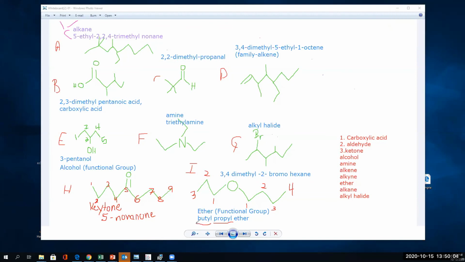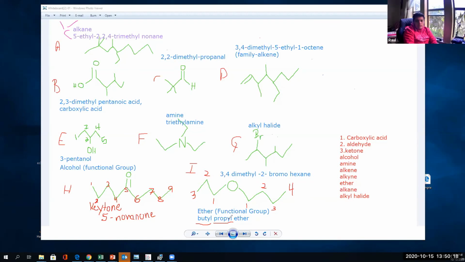Butyl. How come G is not in alphabetical order? Yeah, so it's not completely in alphabetical order, but these guys are in alphabetical order. G would be bromo 3,4-dimethylhexane. Okay, this one here, technically, the bromo should be first.